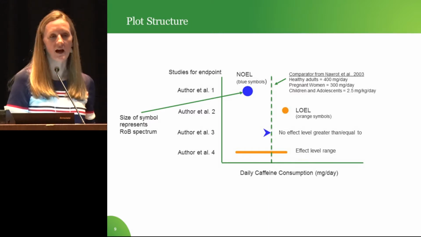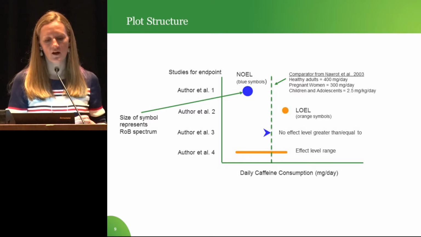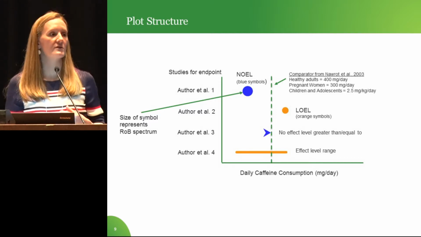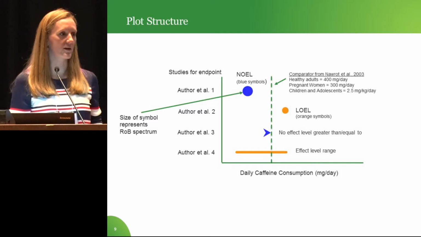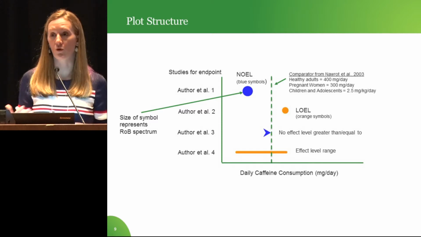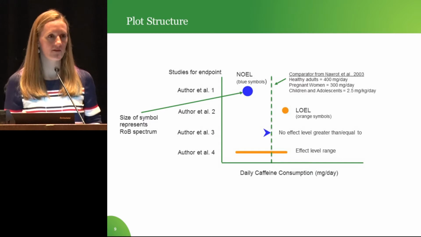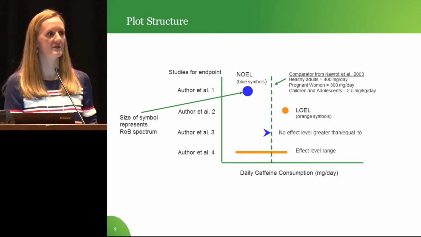The other thing is that the size of the symbol represents where the study falls on the risk of bias. So the big ones essentially were associated with less risk of bias, or more green, and the smaller symbols were more red, or a higher risk of bias. So we're trying to convey quite a bit of information in this, but again, I'm going to emphasize this is not everything.